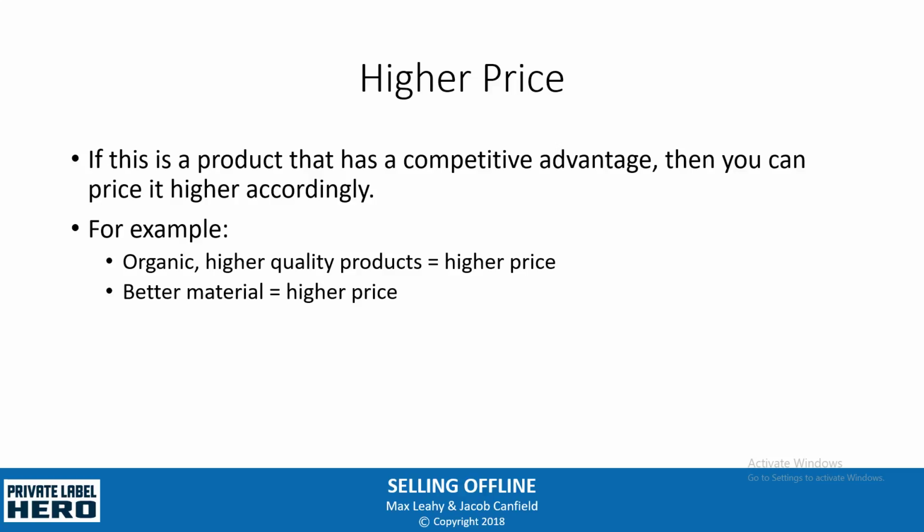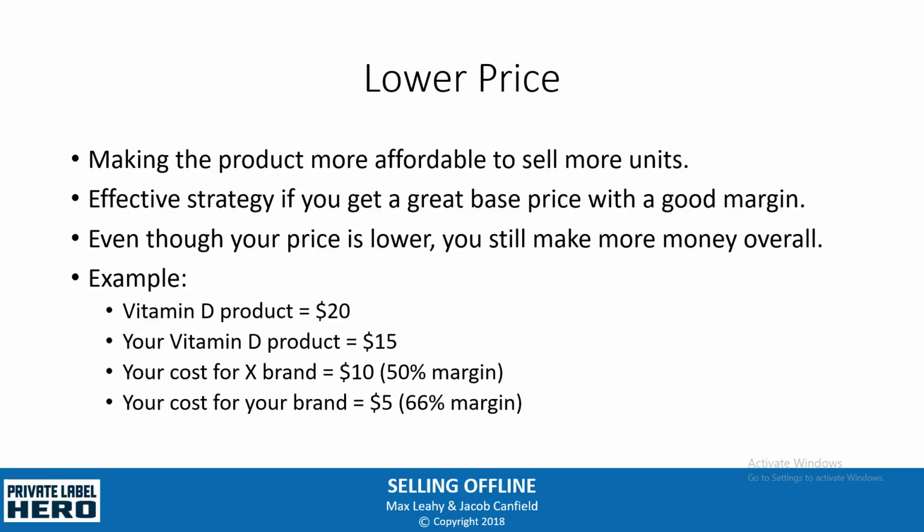The second thing is a higher price. When it comes to a higher price, you need some sort of competitive advantage. For example, it's organic, higher quality materials, anything that will give you a competitive advantage that differentiates you from the products that you're already competing with. The other part is if you're going to go with a lower price. Now, some people think lower price equals lower quality, and that's not necessarily the case. Lower price could just be that you're trying to sell more, so you're making it more affordable for people.